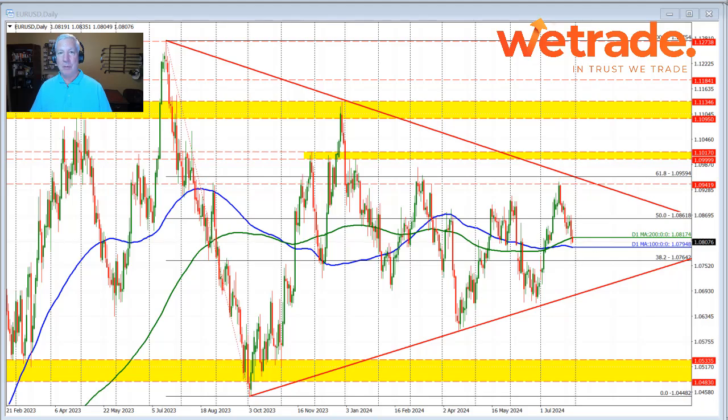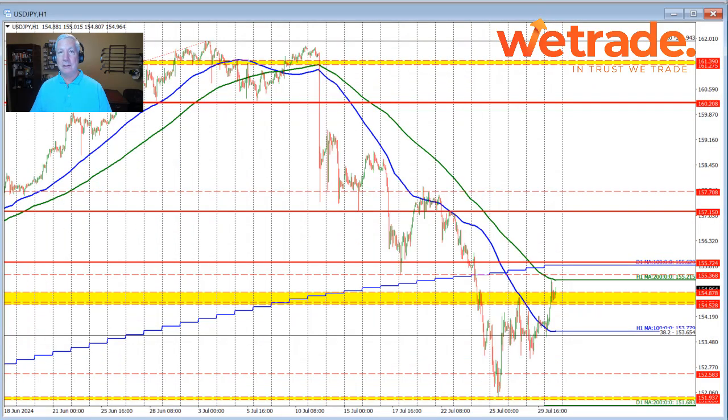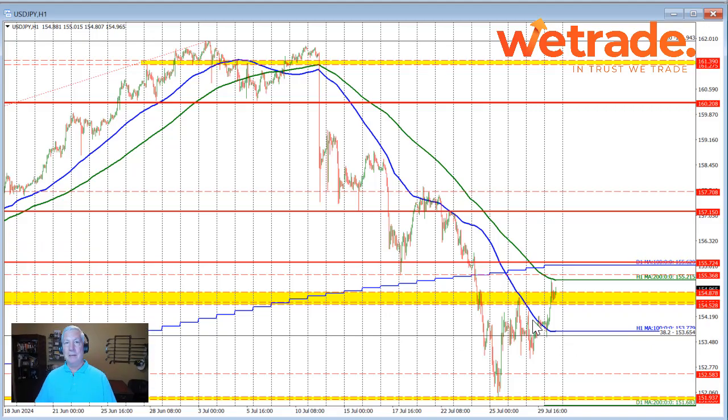Still haven't seen it yet, but we're looking for it. Let's take a look at the dollar versus yen. What was key here is the break above the 100-hour moving average. Now, admittedly, the break yesterday above that level did not lead to lots of momentum. We rotated down in the European session, but tested a 38.2% retracement.